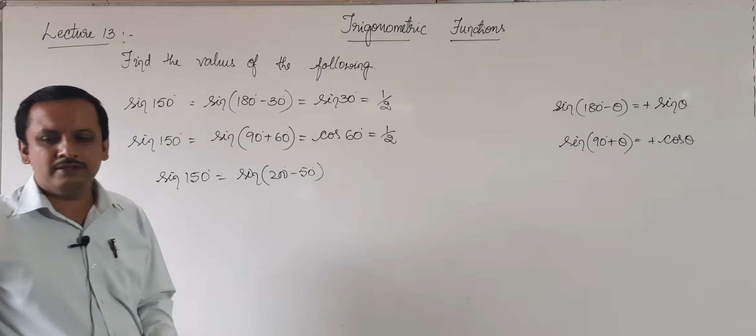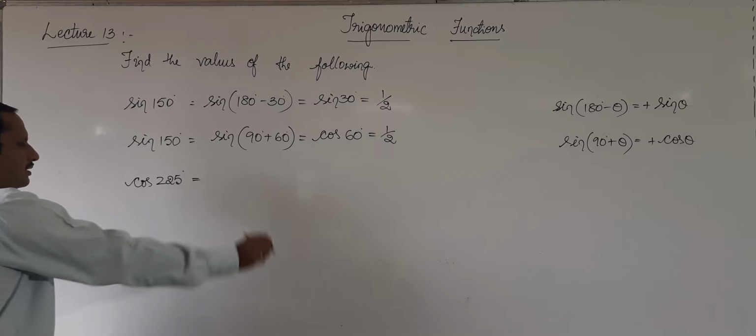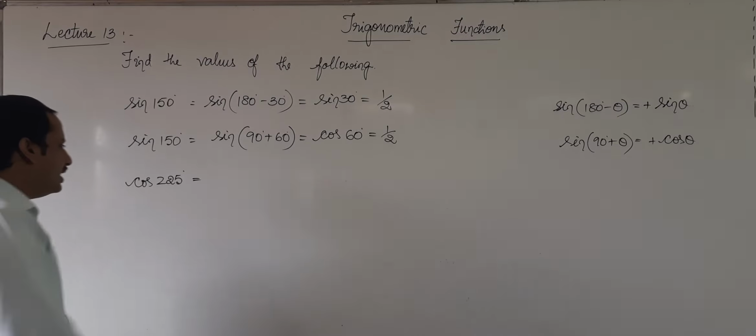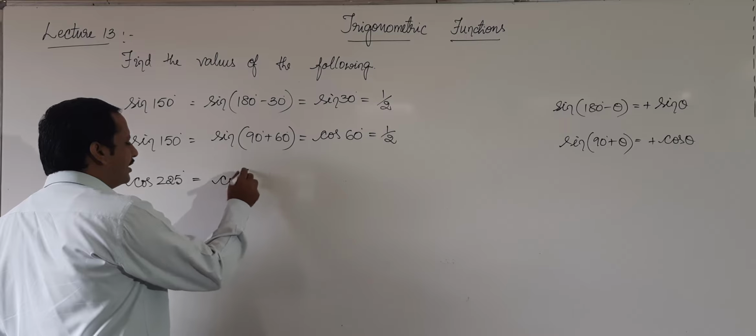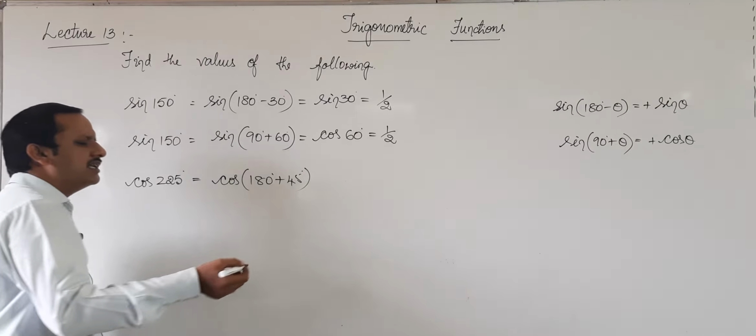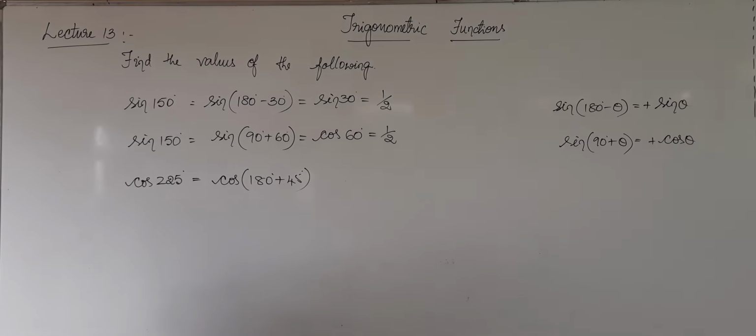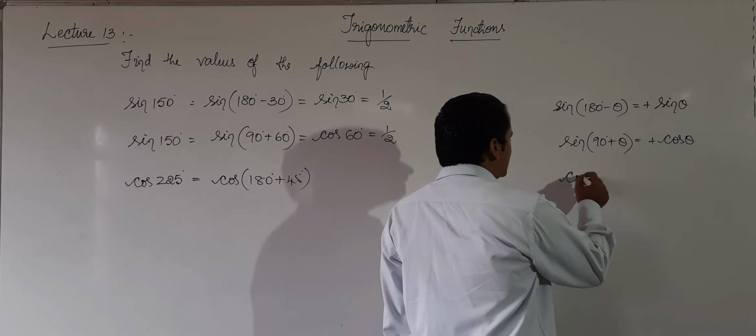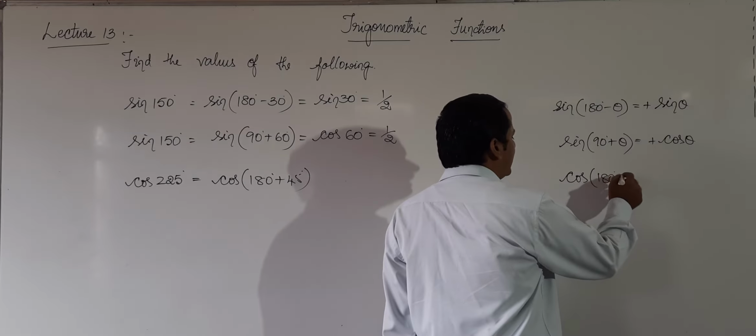Cos 225 degree. Cos 225, I will find out. This is what I want to find out. Cos 225 degree. Okay. 225, I will write as 180 plus 45. 225 degree can be written as 180 degree plus 45 degree. So this is of the form cos(180 plus theta). Cos(180 plus theta), what is the formula?